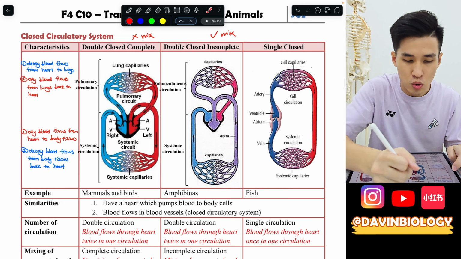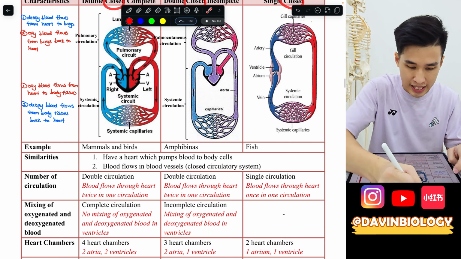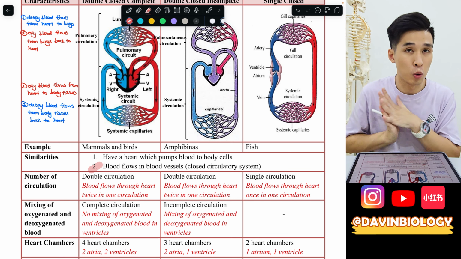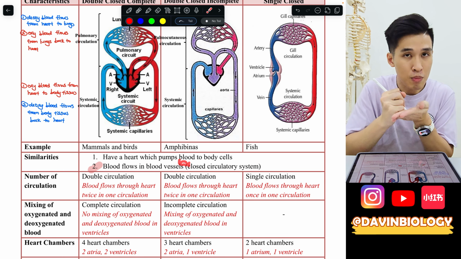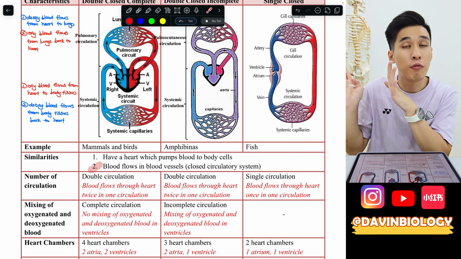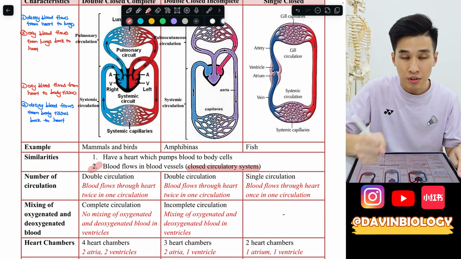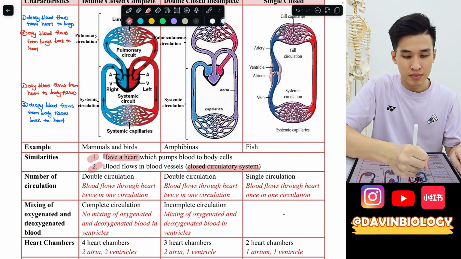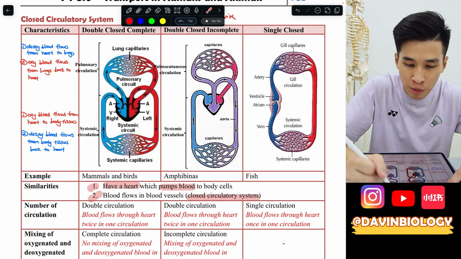Now, all three animals, right, all got closed. Means you can say that all blood flows in blood vessel, or you can say both have closed circulatory system. Now, these two is the same meaning. So in exam that time, you write either one. You write both blood flows in blood vessels, or both have closed, easier. Okay. Now, another one that you can write that is not in the name is, right, all of us have heart that pumps blood.